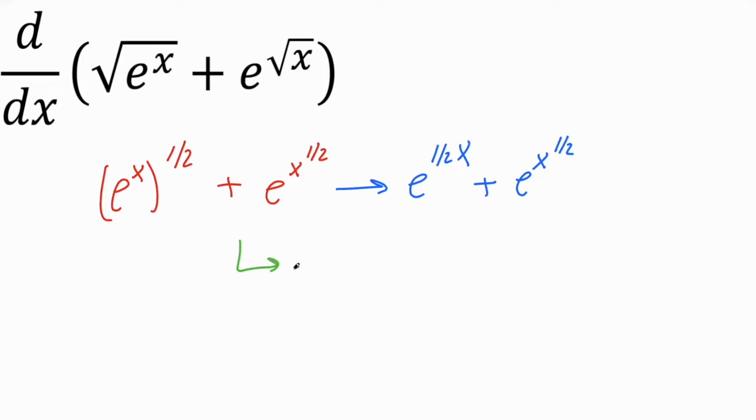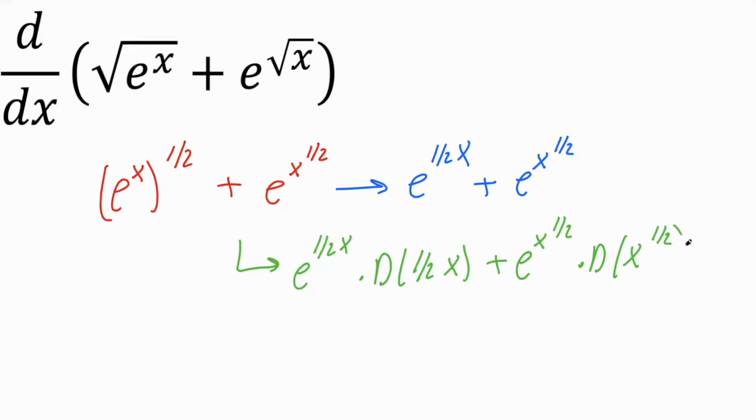So we'll keep what we have. We'll have e^(1/2 x). Then we're going to take the derivative of 1/2 x. So I'm going to say times d(1/2 x). Plus, we do the same thing for this piece. So e^x raised to 1/2 times, we take the derivative of this piece. So d(x^(1/2)).